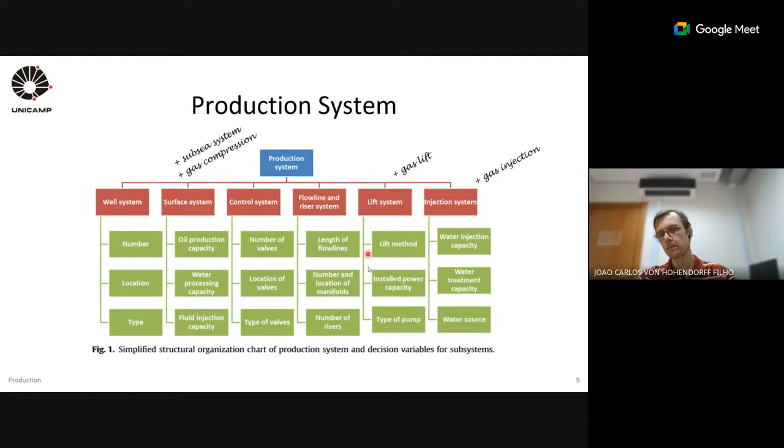Lift systems, we can define, for example, if you use gas lift or electric submersible pumps, but it's all affected by the installed power capacity. And remember again, defining the power capacity of a platform is related to the surface facilities and the equipment used to generate electricity. We just talked a bit about gas turbines. But it impacts my production system and injection system.